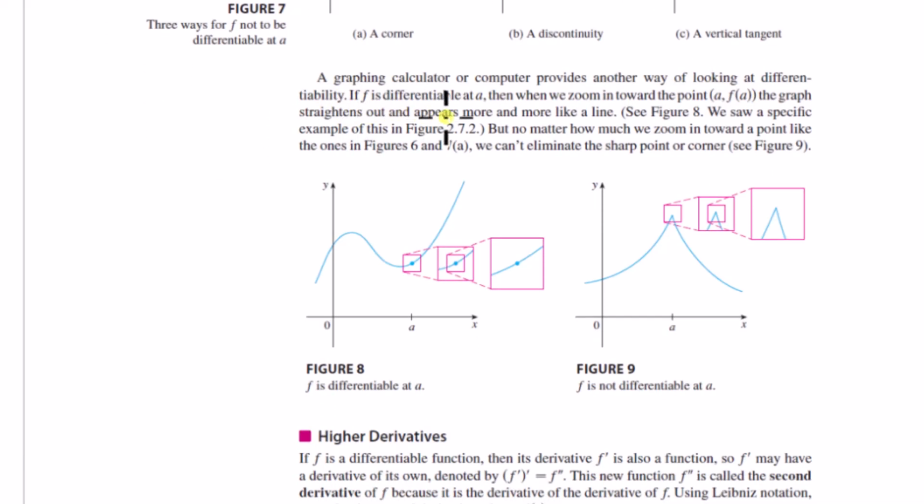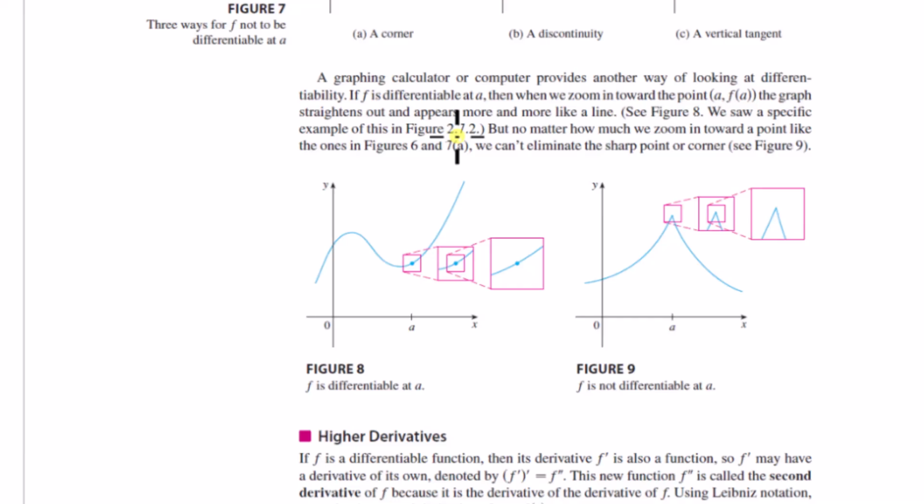If f is differentiable at a, then when we zoom in towards the point of interest on the graph, the graph straightens out and appears more and more like a line. We saw a specific example of this in an earlier figure, in the precise definition of the derivative section.